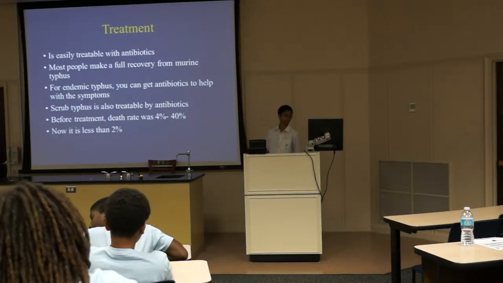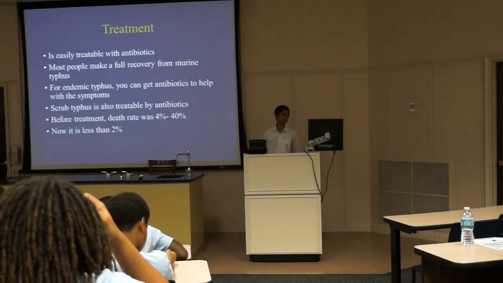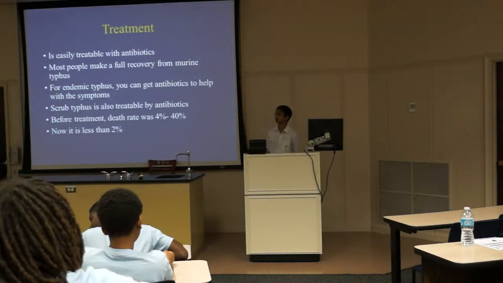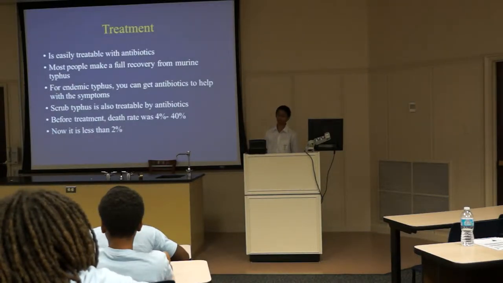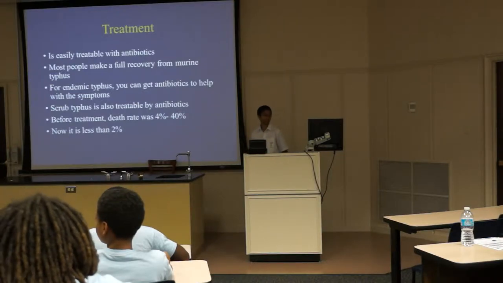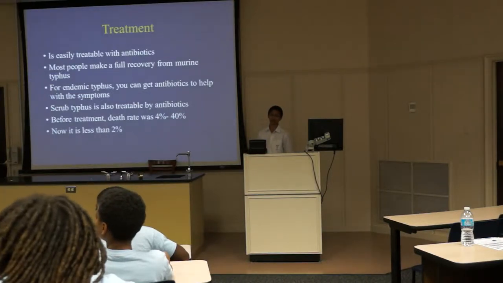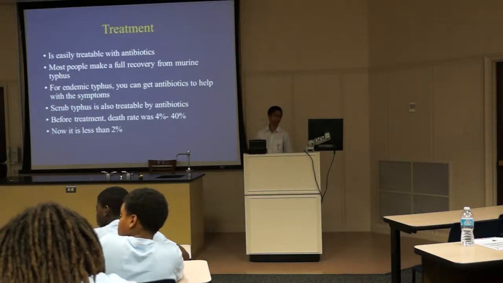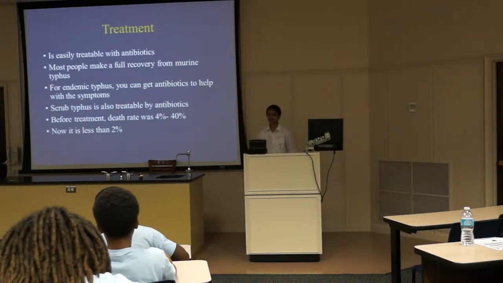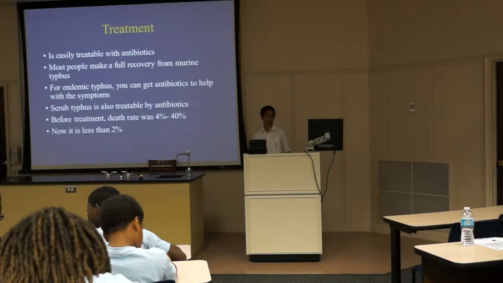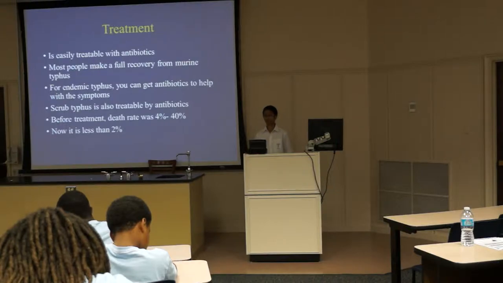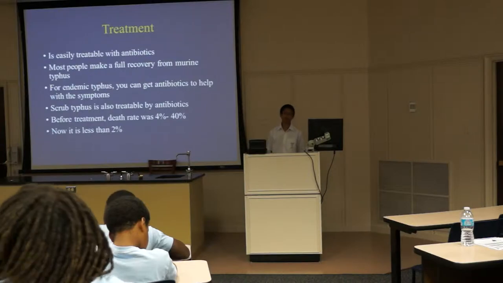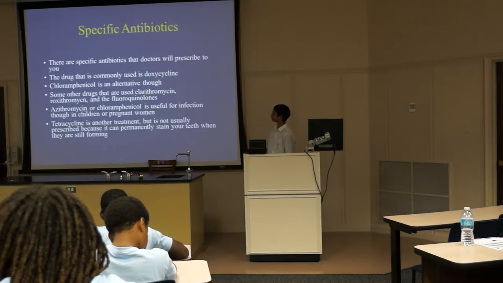The treatment for typhus: it is easily treatable with antibiotics. When someone has marine typhus, they make a full recovery, but for endemic typhus, you can't really treat it. You can only use the antibiotics to help with the symptoms. And scrub typhus, you can cure it with antibiotics. Before we got a treatment for typhus, the death rate was 4 to 40%, but now that we have a treatment, it is less than 2%.